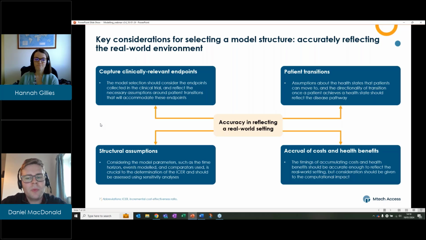It's also important with model cycles that they are a reasonable length for, say, computational purposes as well. So, for example, if you've got a cycle length of a day, then you're capturing costs and qualities each day. And if you've got a lifetime horizon, that will be a very big burden on a model, and it could impact, for example, memory size. So it's important to weigh up the pros and cons when approaching this.